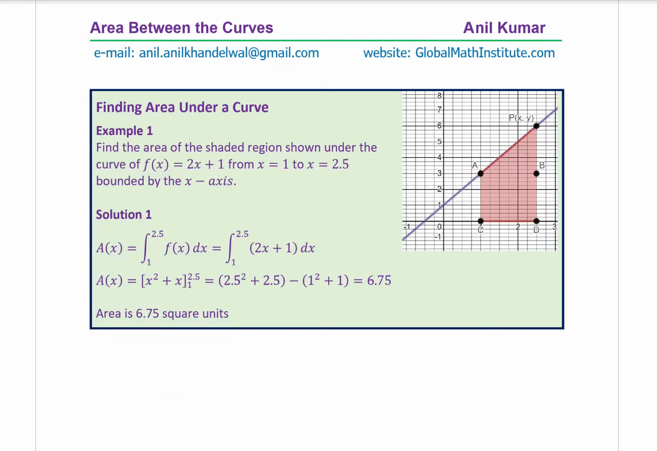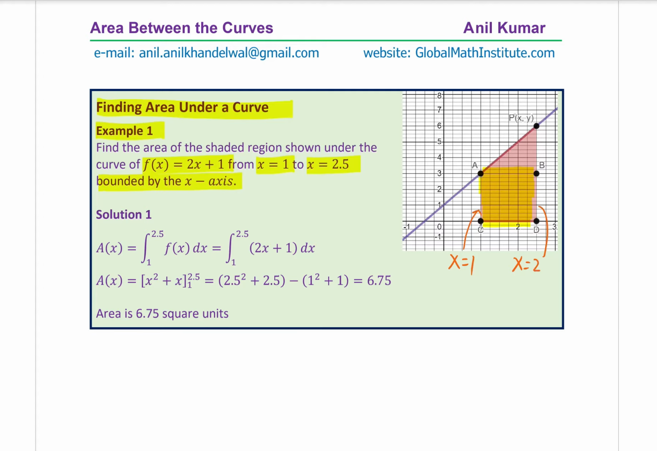Let's begin with example 1. Very simple. We've taken a straight line and we'll find the area under the curve. Example 1. Find the area of the shaded region shown under the curve f of x equals 2x plus 1 from x equals 1 to x equals 2.5 bounded by the x-axis. So the region is shown right there above the x-axis under the curve between the closed interval where the points which we are considering are from x equals 1 to x equals 2.5.